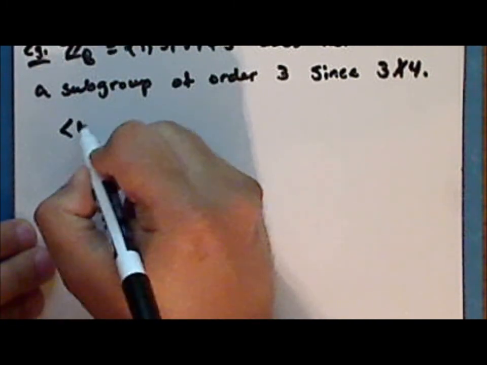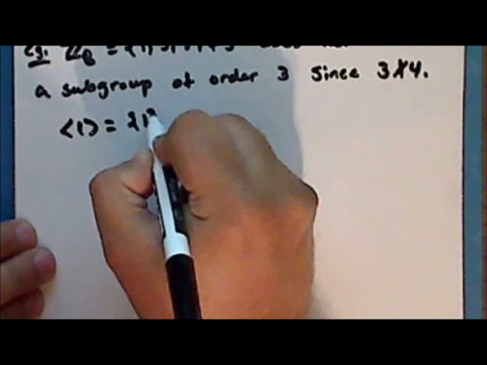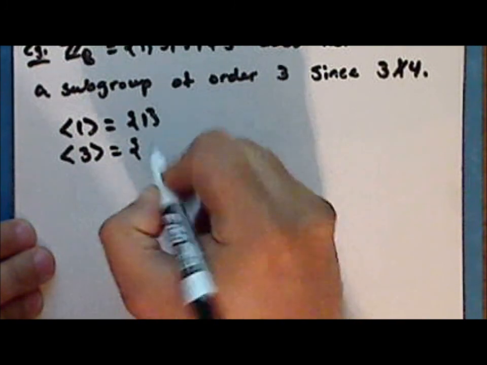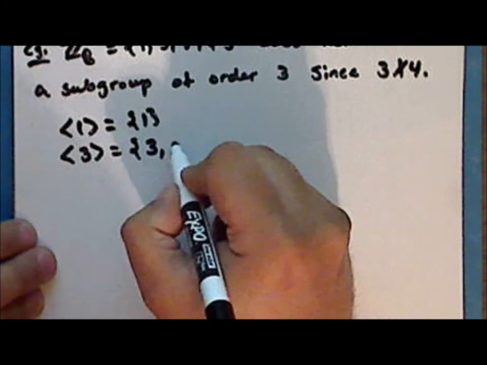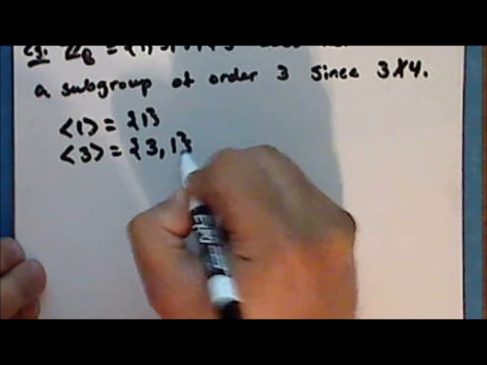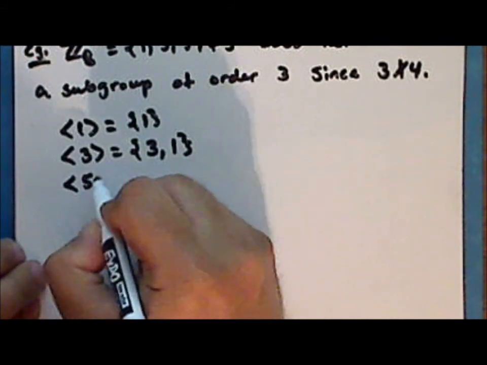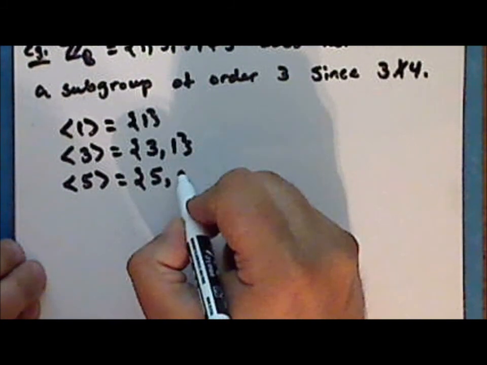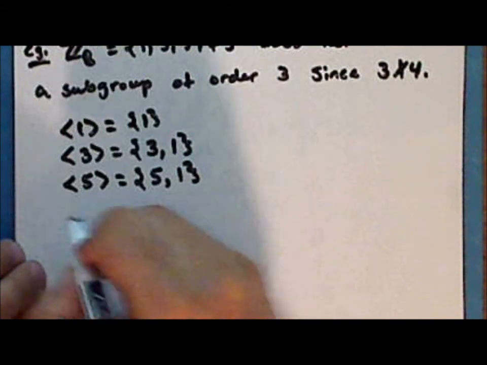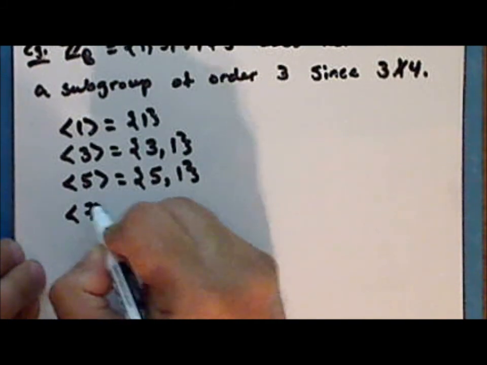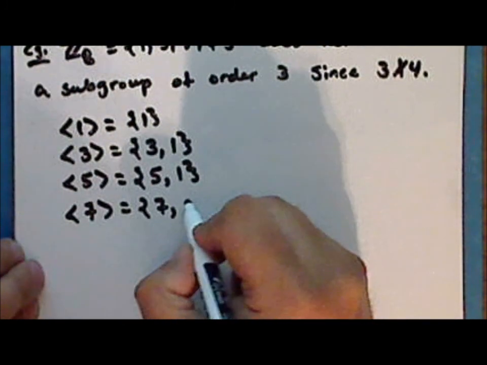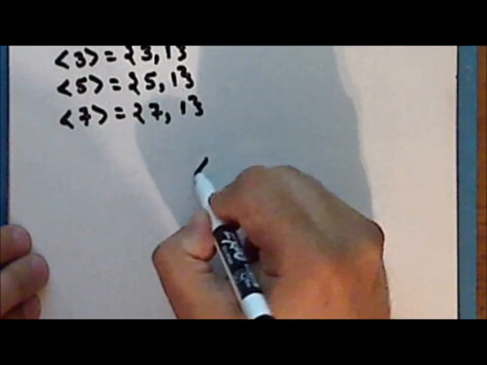Now if we look at the subgroup generated by the element 1, this is the trivial subgroup. The subgroup generated by 3 is the group which contains 3 and 3 squared, which modulo 8 is 1. The subgroup generated by 5 is the group which contains 5 and 5 squared, which modulo 8 is 1. And the cyclic subgroup generated by 7 is the group which contains 7 and 7 squared, which modulo 8 is 1.